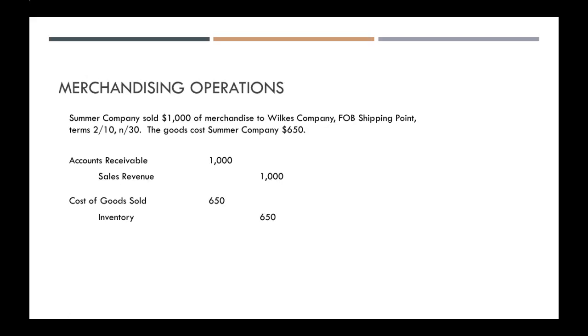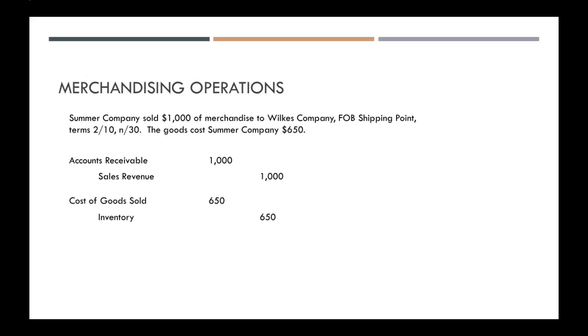What does crediting inventory do? Well, inventory is an asset. And so if we credit an asset, it's decreasing that balance. And why does that make sense? Well, if we were to sell goods to Wilkes Company, we now have less inventory in our warehouse, right? So our inventory here has to decrease. So we decrease our inventory by this $650.